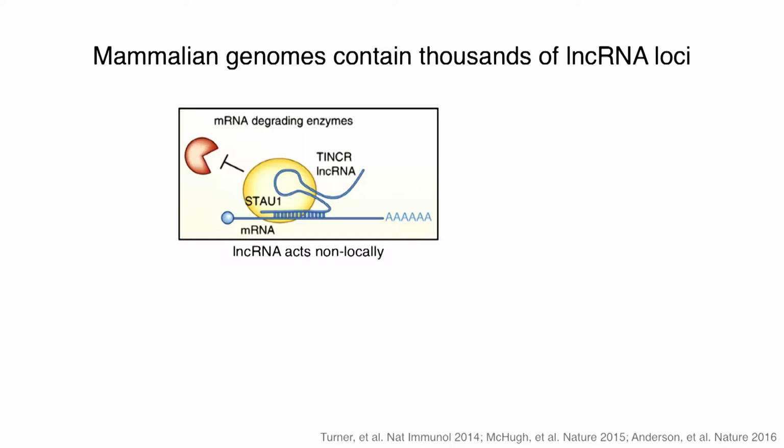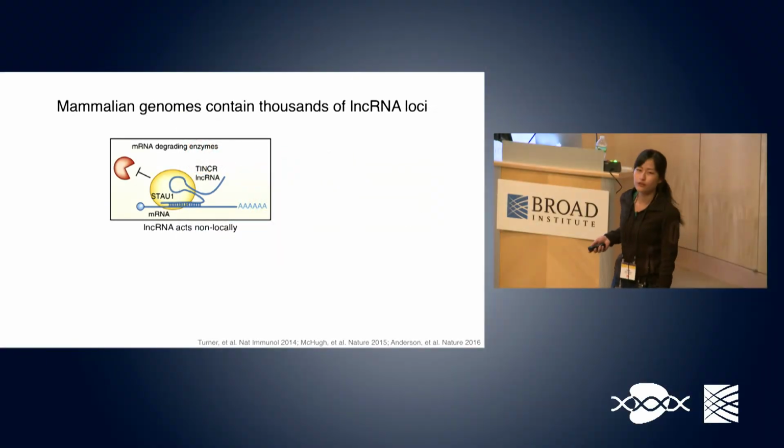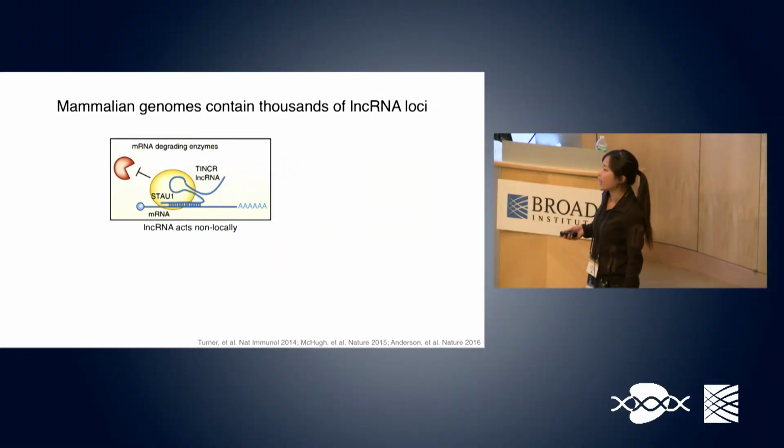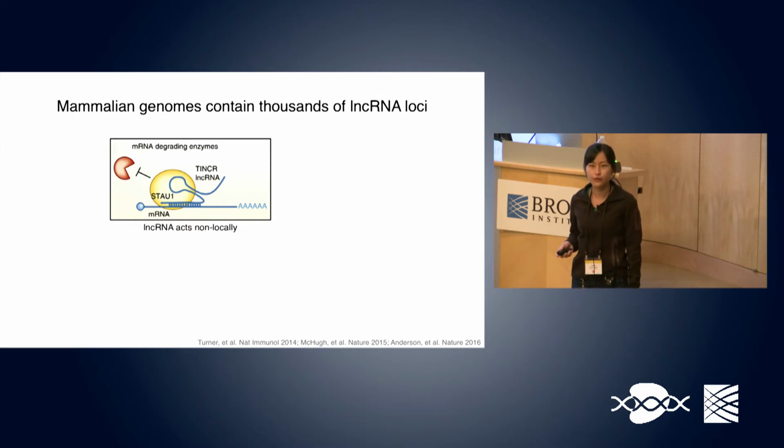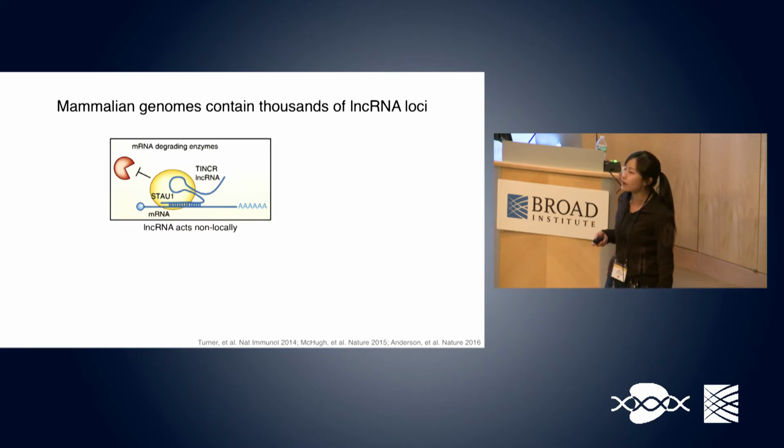The mammalian genomes contain thousands of loci that transcribe long non-coding RNAs, many of which have been shown to play very critical roles in different biological processes through a variety of different mechanisms. Some lncRNAs, such as TINCR, for example, act non-locally or distal to its site of transcription by binding to target mRNAs and preventing their degradation. TINCR is very important during epidermal differentiation.